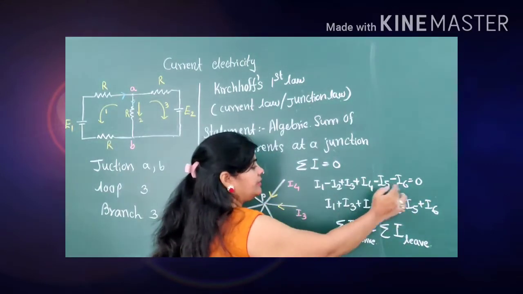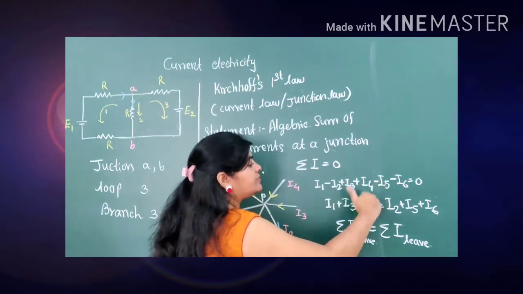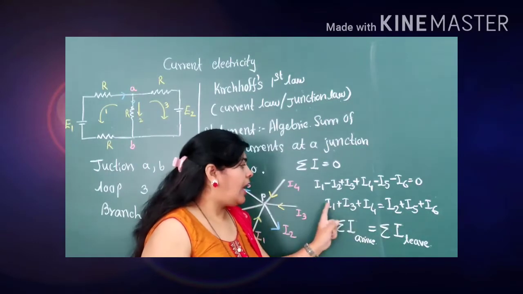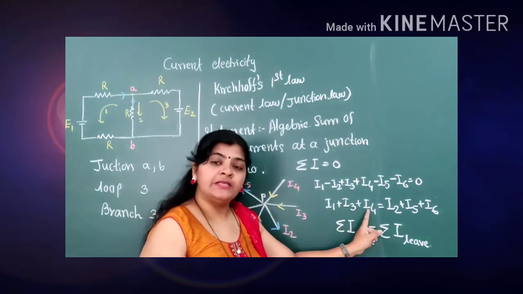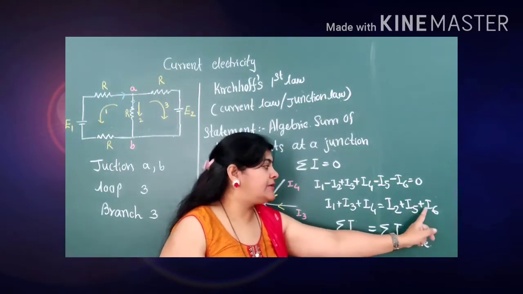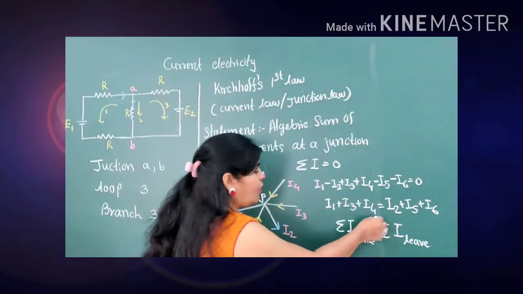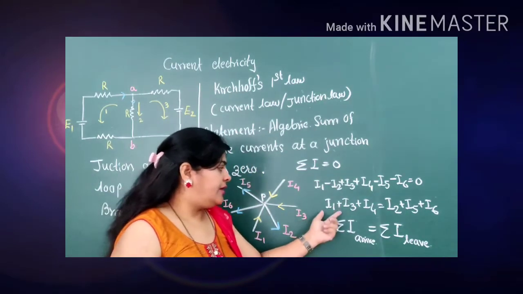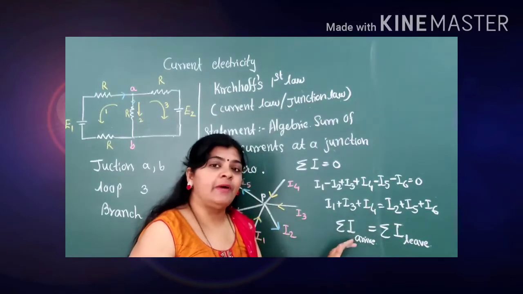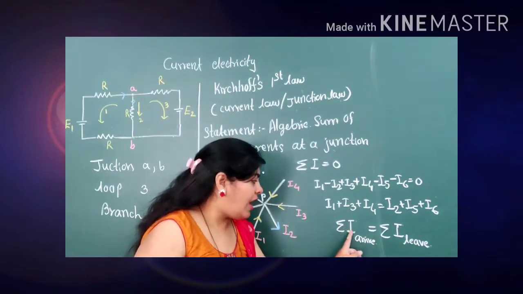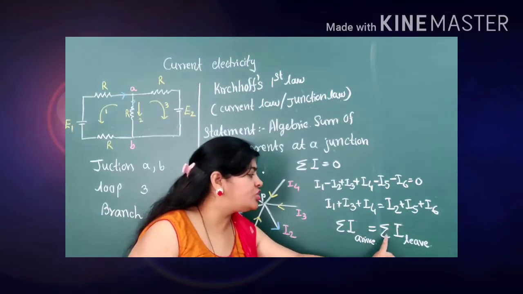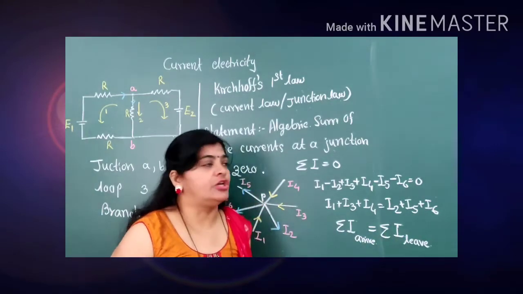Now we are separating the terms. The negative terms are moved to the right side. Then we get I1 plus I3 plus I4 is equal to I2 plus I5 plus I6. The addition of all the currents on the left side and the right side is represented by summation of I arriving at the junction, which is equal to summation of I leaving the junction.